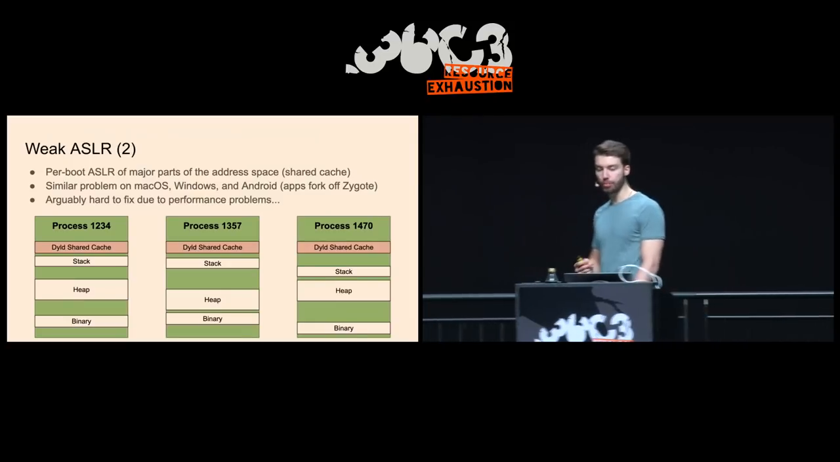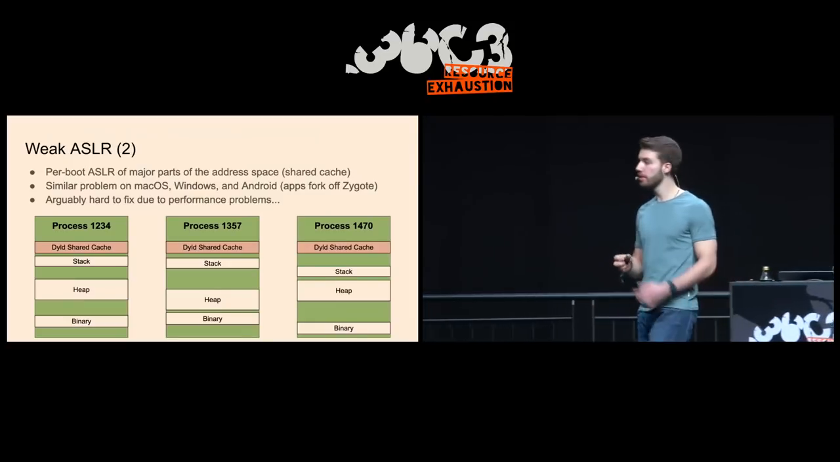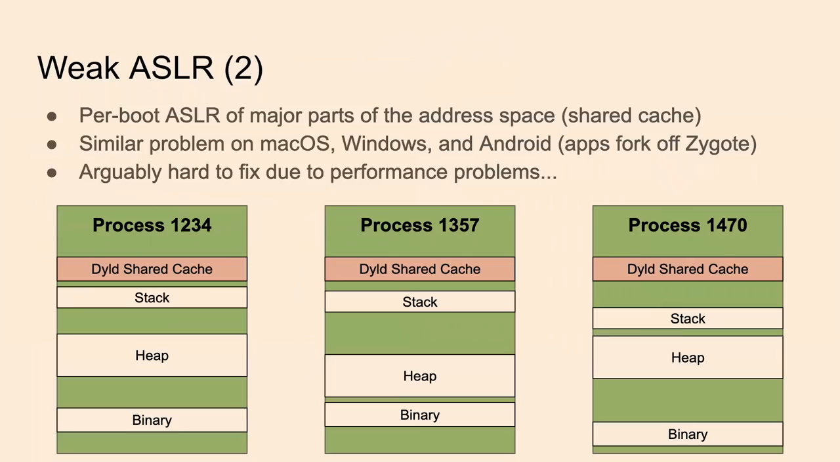The next problem with ASLR is this per-boot stuff. Again, at the bottom, you can see it, right? You have three different processes, and the shared cache is always at the same address. Similar problems exist on other platforms, as I mentioned. This is probably hard to fix because by this point quite a lot relies on this, and it would be a big performance hit to change it, but maybe some clever engineers can figure out how to do it better.